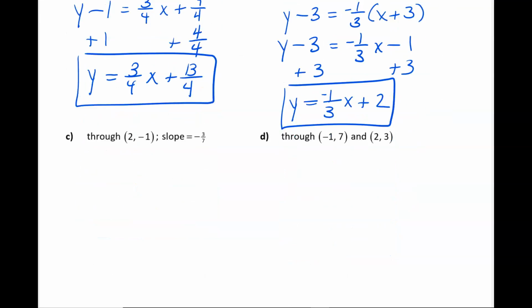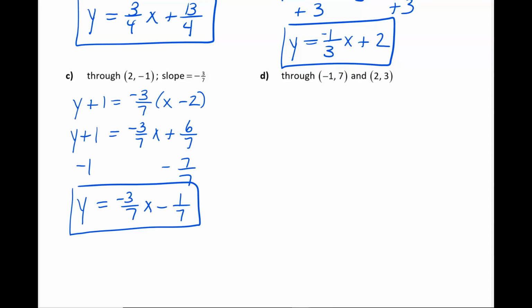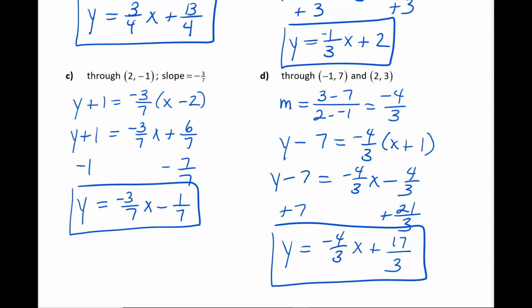All right, now try C. The equation for C is y equals -3/7 x minus 1/7. Finally, try part D. Final answer for this one, y equals -4/3 x plus 17/3. And that's it for this part. Now you can try the practice on writing equations of lines.